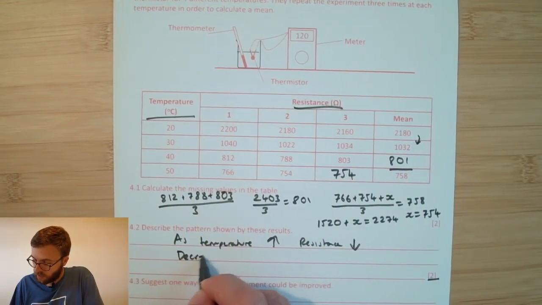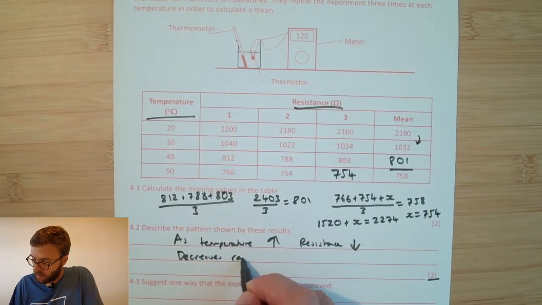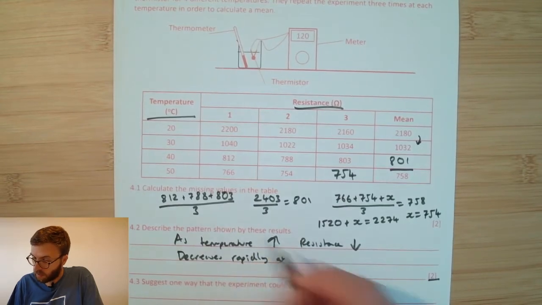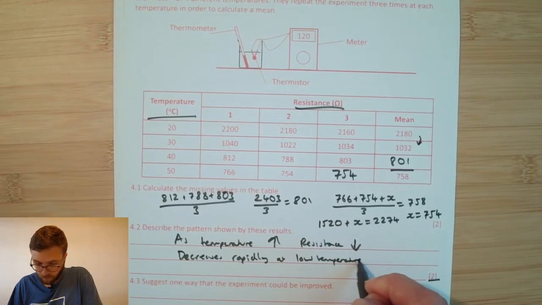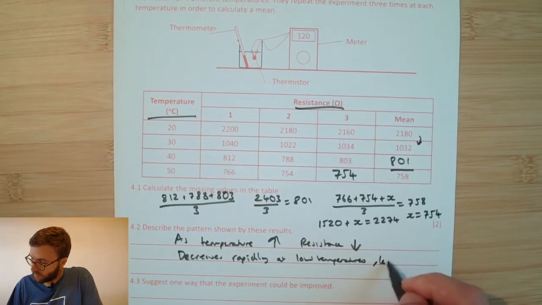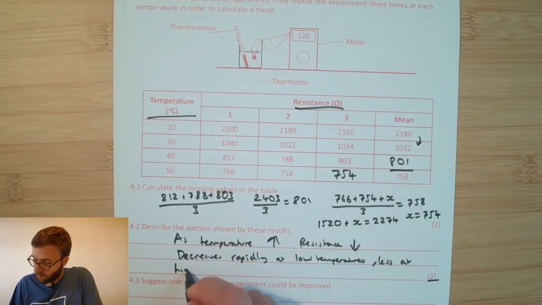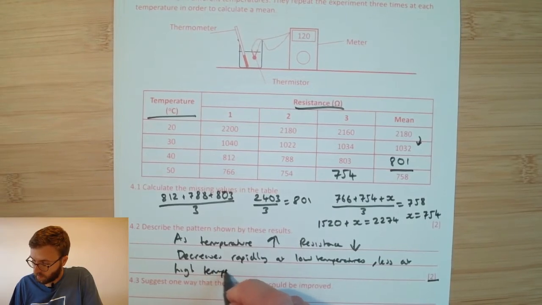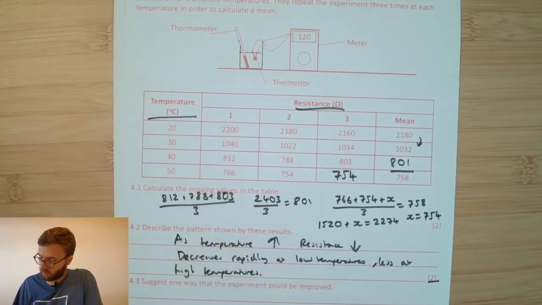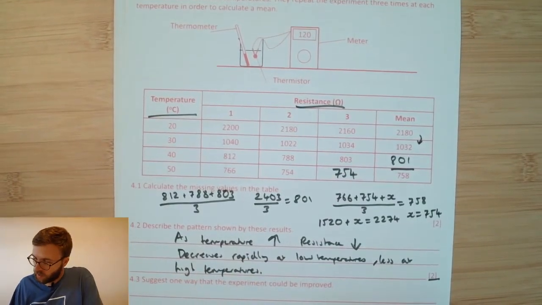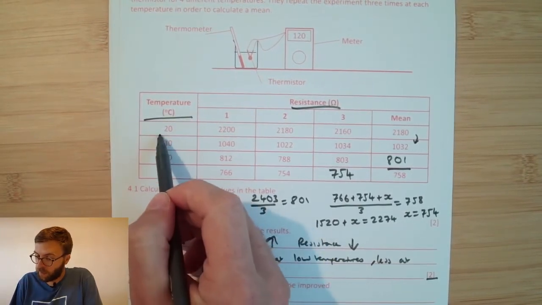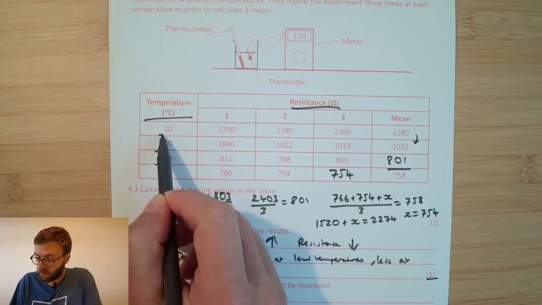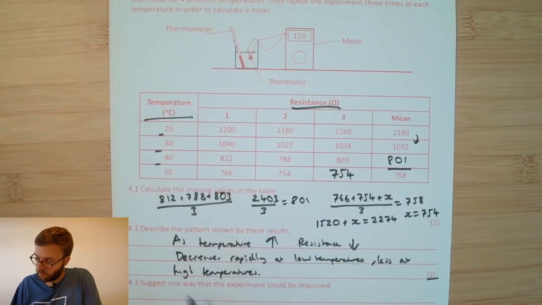So it decreases rapidly at the start, which are the low temperatures, and less at the high temperatures. Suggest one way that the experiment can be improved. Well, if we're looking for a pattern, we could be looking at what happens in between here. So 25, 35 and 45.